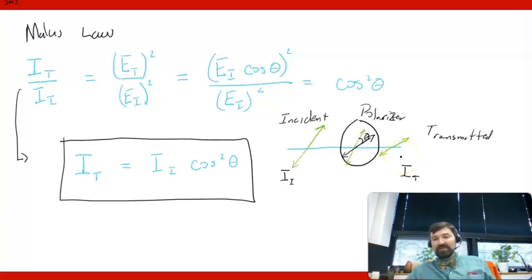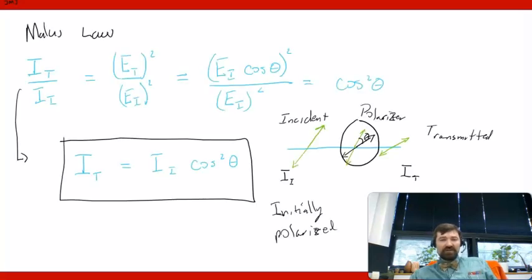And so I have some incident light, it has intensity I incident, it interacts with the polarizer, which is rotated through some angle theta for the transmission axis relative to the incident light, and then the transmitted light is just IT. Now, this all assumes that the light is initially polarized. So we have initially polarized light. What if it's not initially polarized?